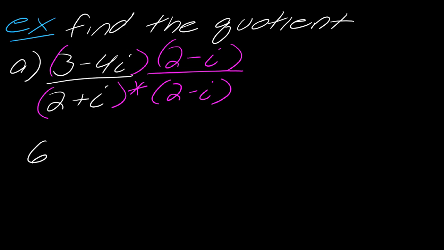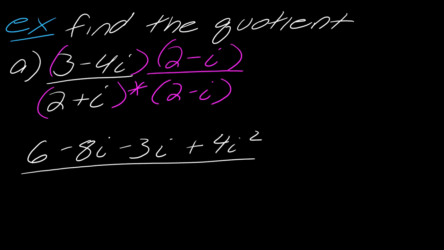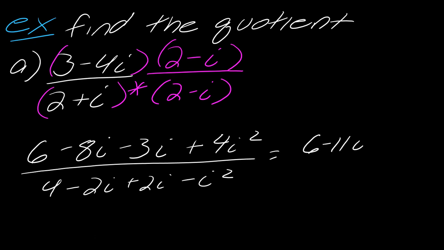So if I multiply these, I get 6 minus 8i minus 3i plus 4i squared, and then 4 minus 2i plus 2i minus i squared. Okay, so now we've got to simplify some things. So let's see, this will become 6 minus 11i minus 4, and this will be 4 plus 1.